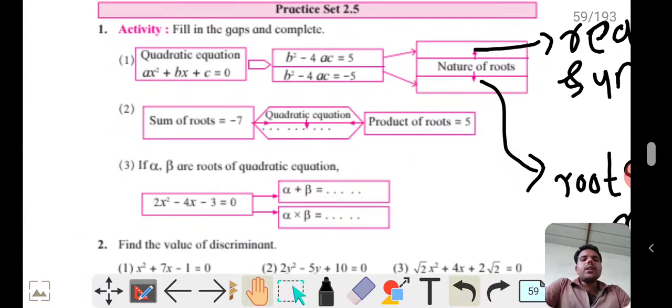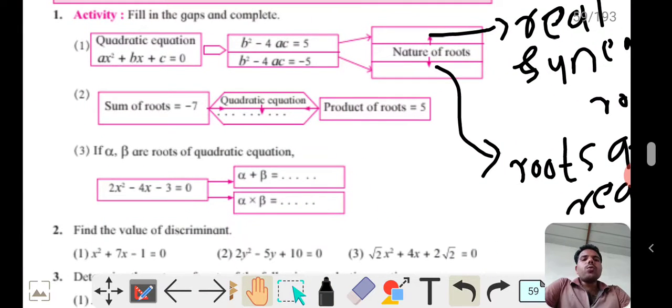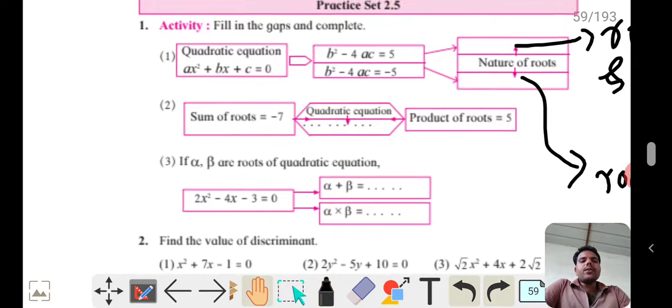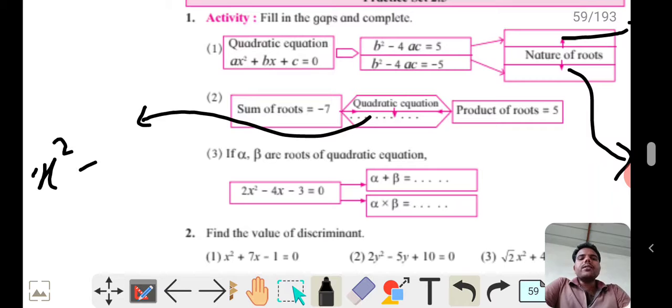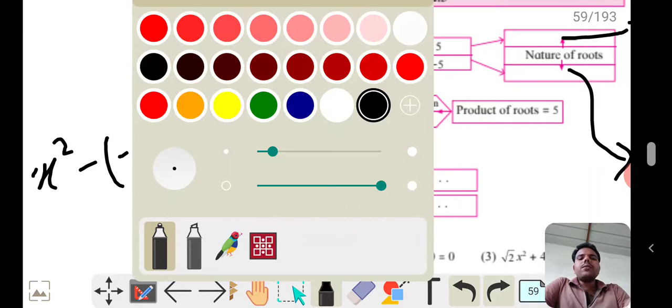So let's see what is next. The sum of roots is equal to minus 7, and the product of roots is equal to 5. Here we have to write the quadratic equation. We can write the quadratic equation as x square minus the sum of the roots, minus 7x.